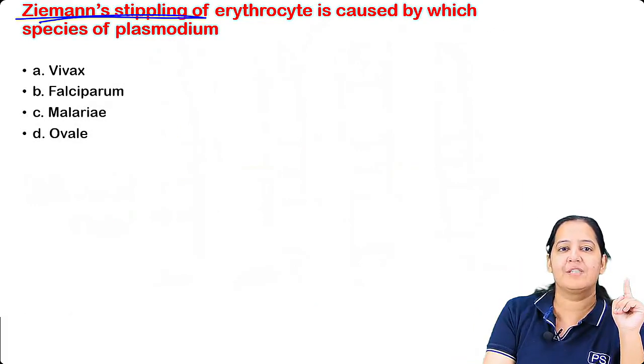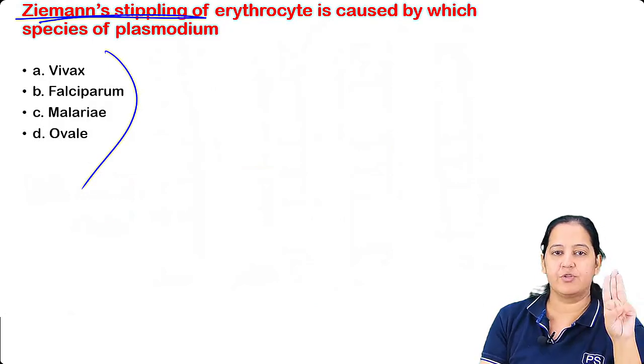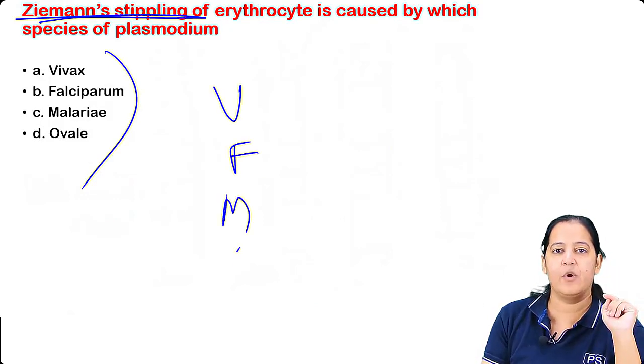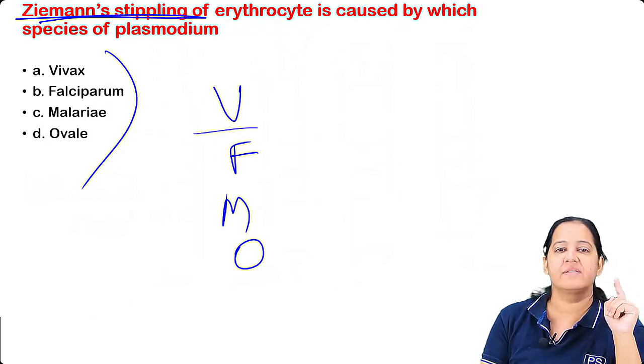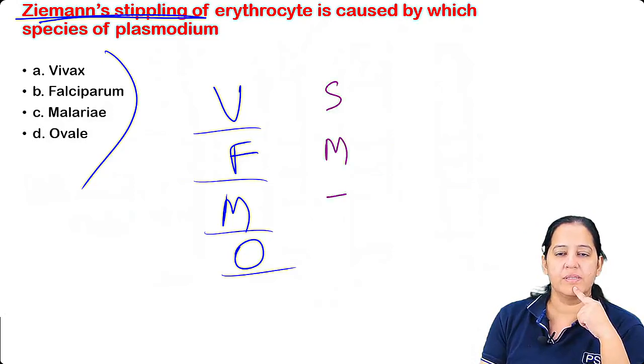Schüffner's stippling is present in what? So I told you the mnemonic now. I told you the mnemonic. Apply the 2 mnemonics. Vivax, falciparum, malariae, ovale. Very fantastic, medical officer. What is the second mnemonic? See more zebras in the jungle.